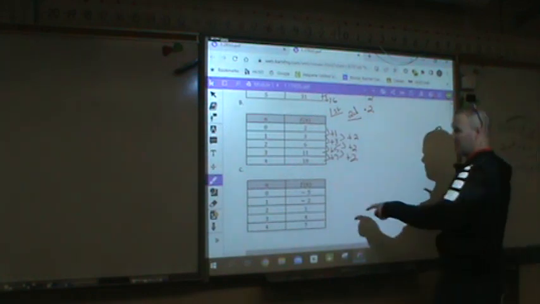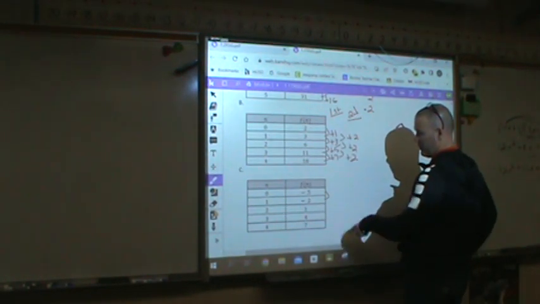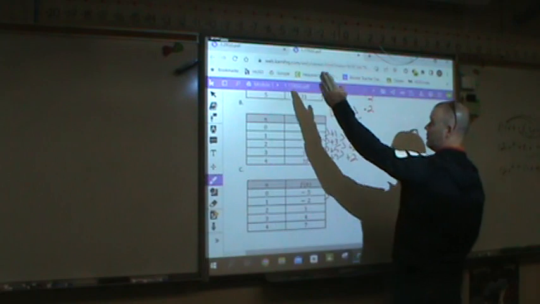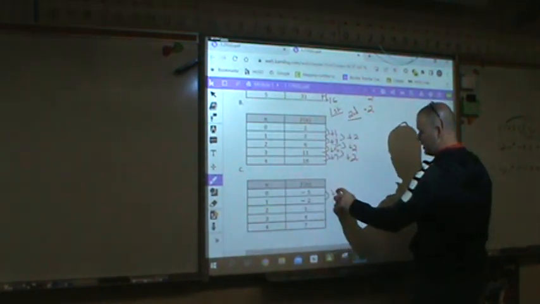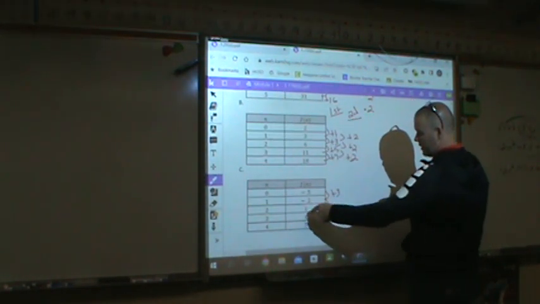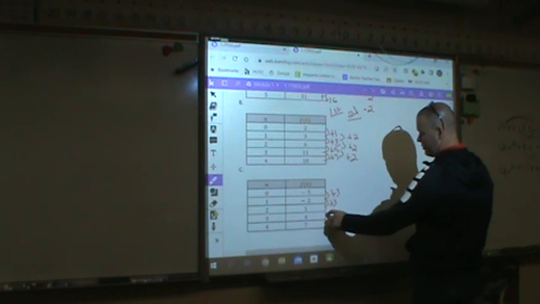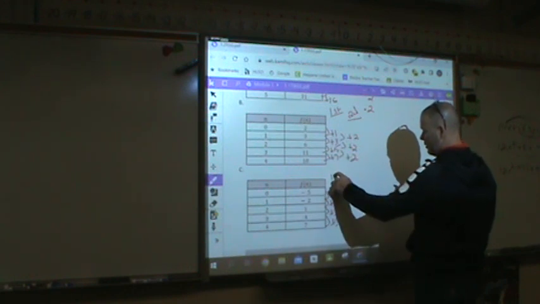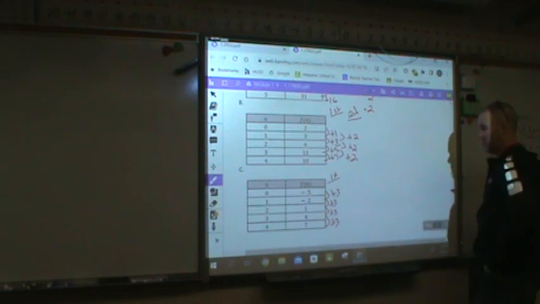And then if we go down to C, how do I go from negative 5 to negative 2? Think about it, negative 5 to negative 2, that's a plus 3. Negative 2 to positive 1 is a plus 3. 1 to 4 is plus 3, so you can see what's happening here. The first difference is all plus 3, so that's linear.